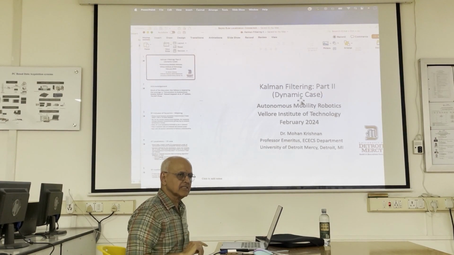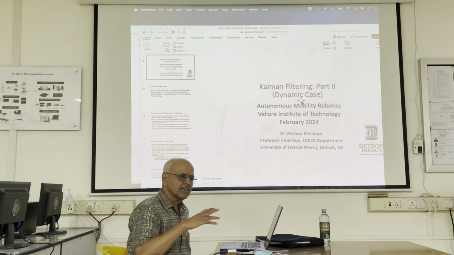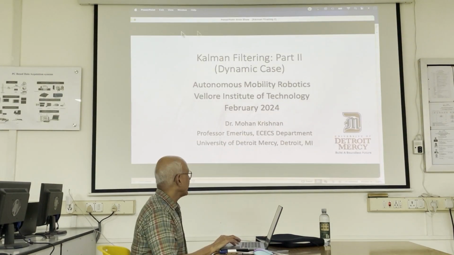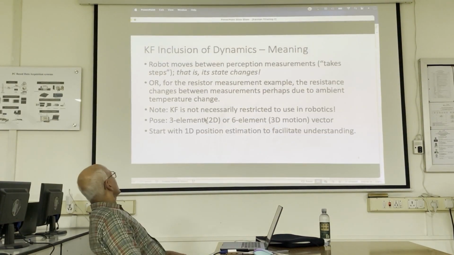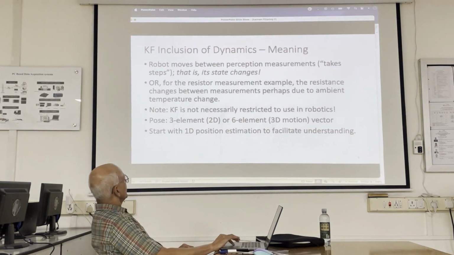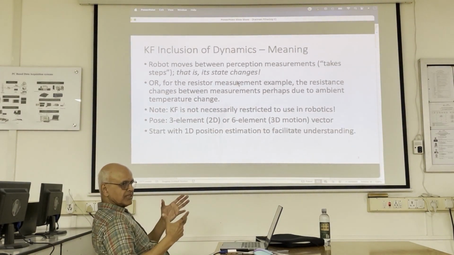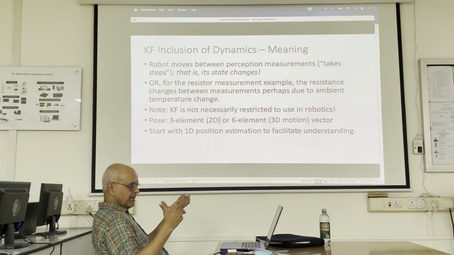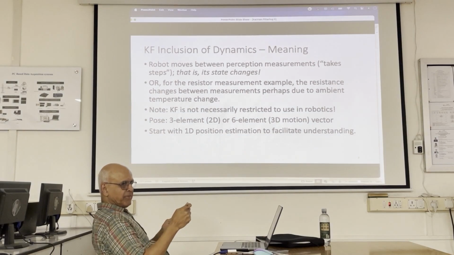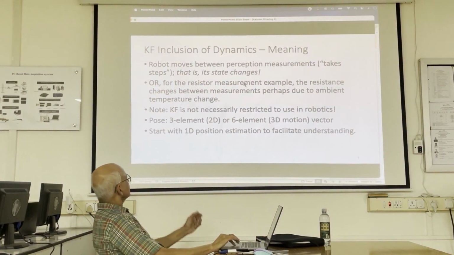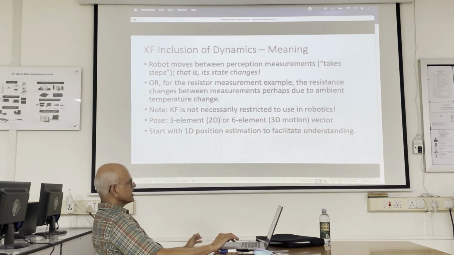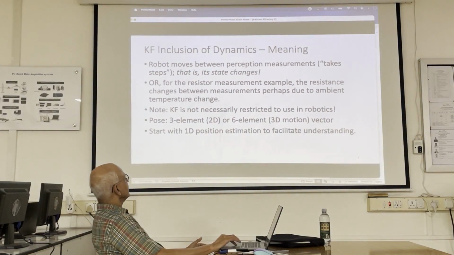This dynamic does not mean statics and dynamics, or kinematics and dynamics. This is dynamic meaning something is changing. So KF inclusion of dynamics means in our case the robot is moving, or maybe a chemical process or chemical plant, there's something that is changing. You're not measuring a static chemical process. As I said, Kalman filtering can be used for many situations, not just robots.